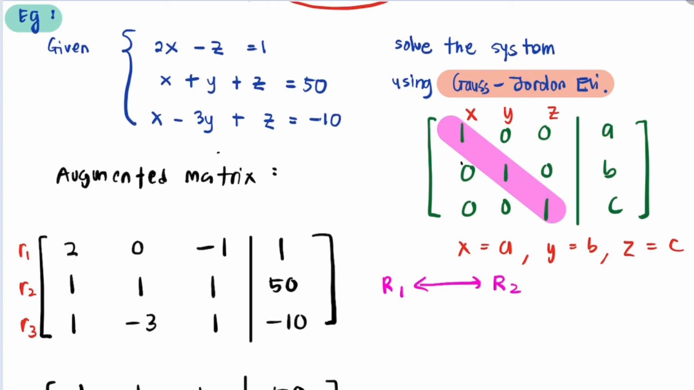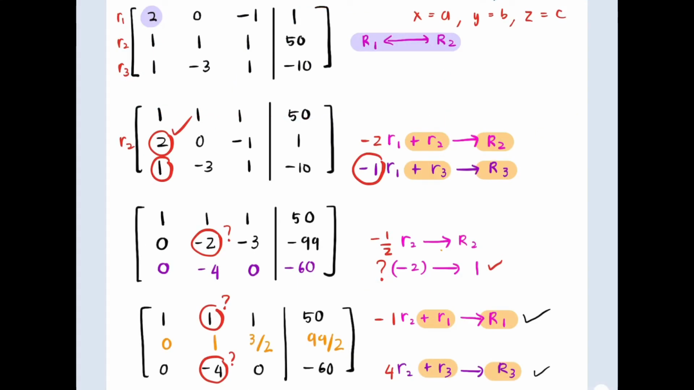So let's see, our first step is we want to make this first entry here 1. Rather than multiplying row 1 by half, let us just exchange with row 2, since we can find the value of 1 there. So this is the equation that we must write: R1 exchange with R2. So this is our answer.